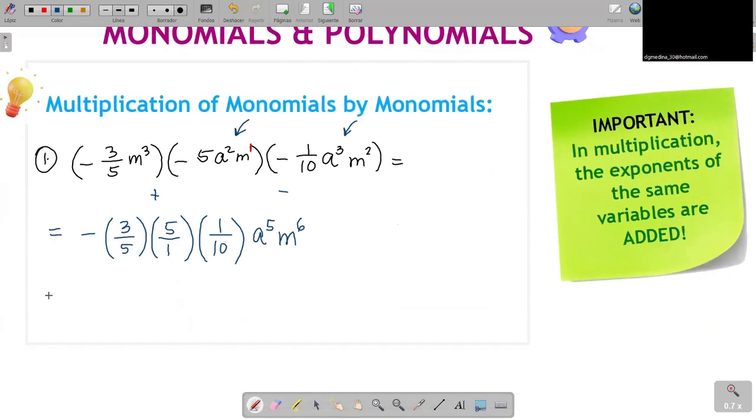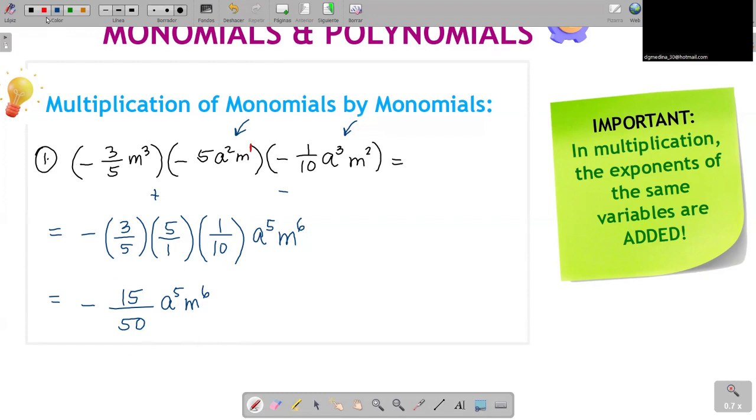Okay, now let's multiply the fractions. I recommend you to multiply all the numerators, all the denominators, and then simplify at the end. So we have negative 3 times 5 times 1 is 15. And 5 times 1, 5 times 10, 50. Okay, 15 a to the 5 m to the 6. Now, as usual, we have to make sure that we have the fraction simplified.